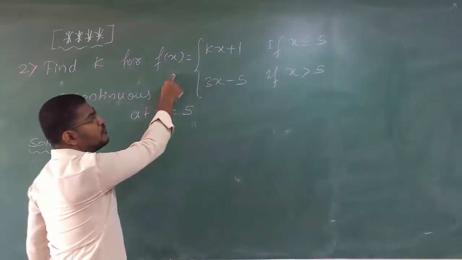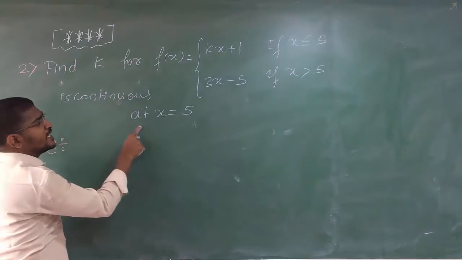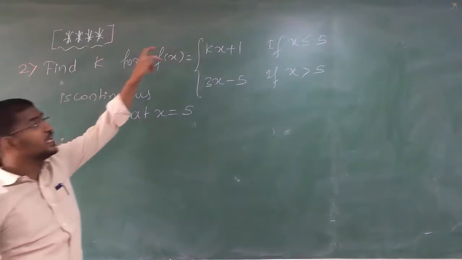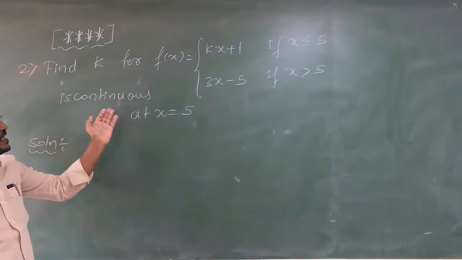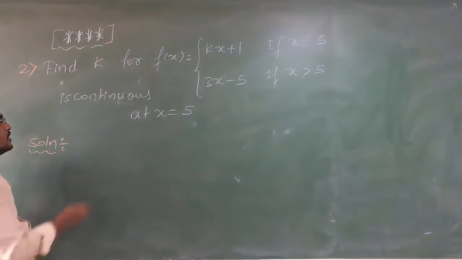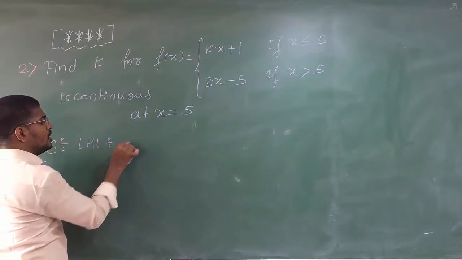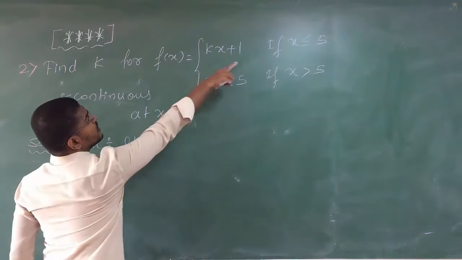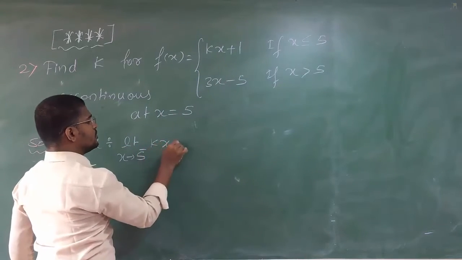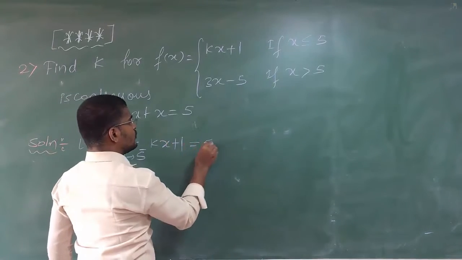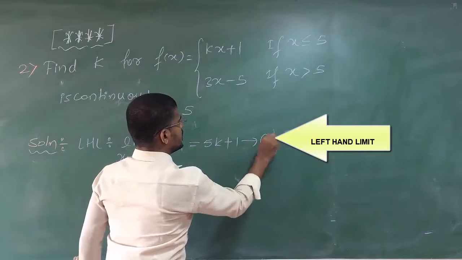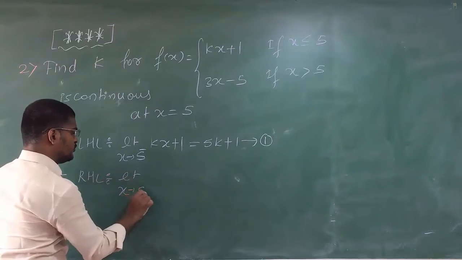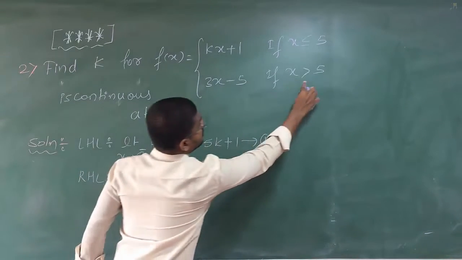So now let us go for the second problem. Find k for which f of x is continuous at x equal to 5. So they have given the f of x and you have to calculate the value of k such that f of x is continuous at x equal to 5. Okay. Again LHL, limit x tending to 5 minus, what is your f of x for LHL? Kx plus 1. So that is equal to 5k plus 1, your first equation. Next let us go for RHL, limit x tending to 5 plus. For RHL what you are having?